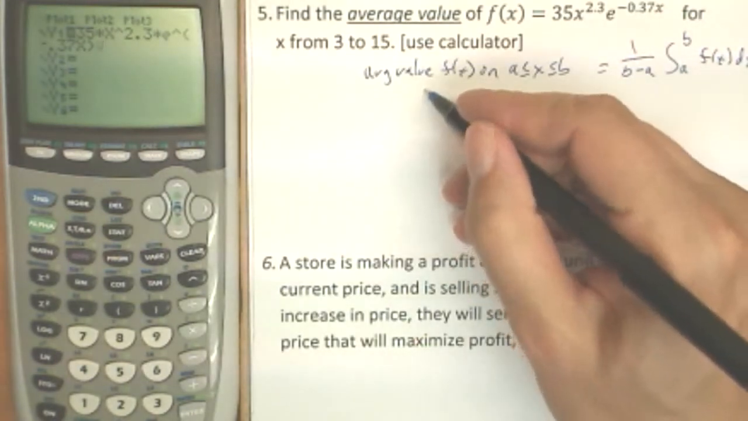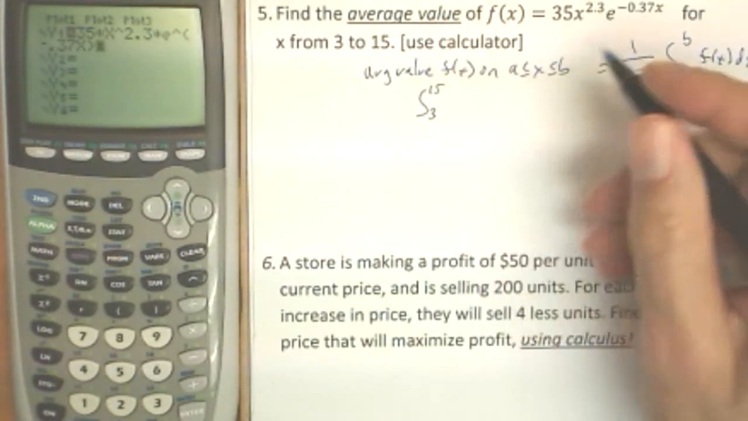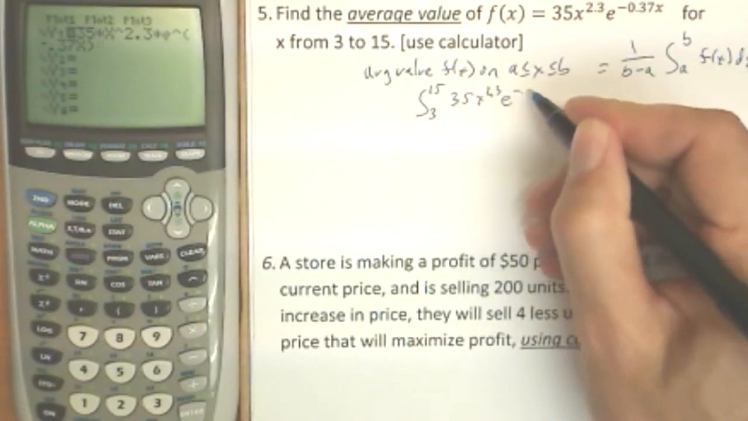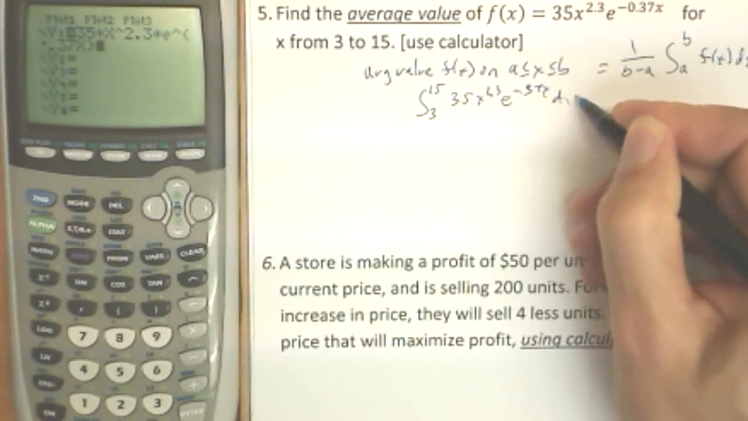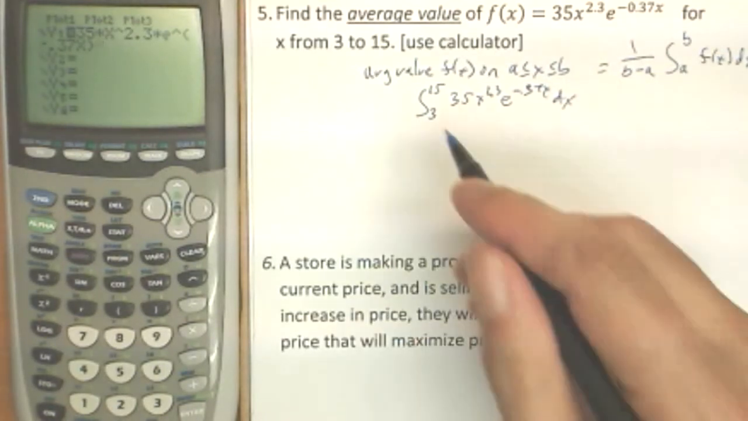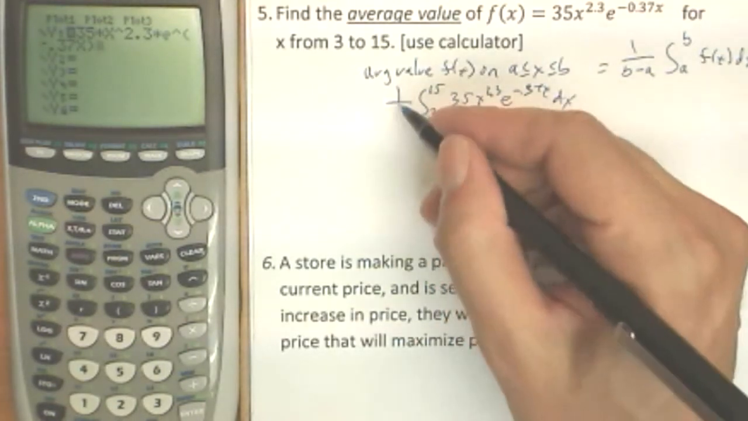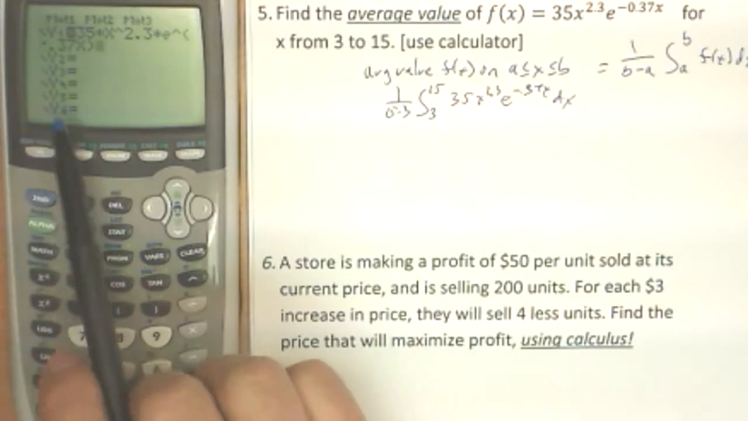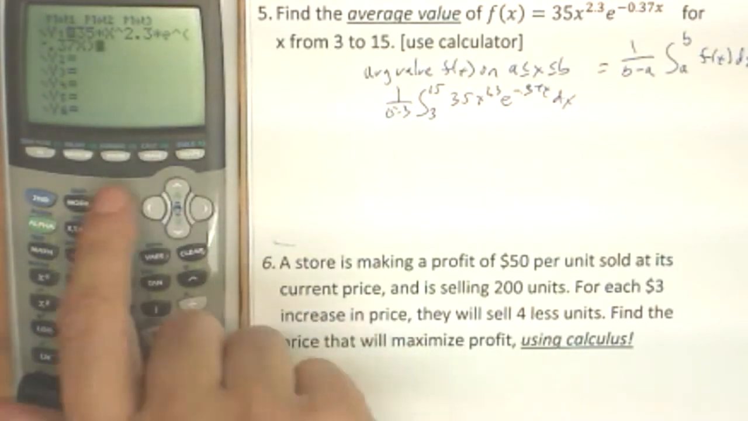So all we need to do is integrate from 3 to 15 of our function, 35x to the 2.3 times e to the negative 0.37x dx. And that's not it. We have to multiply by 1 over 15 minus 3, which is 1/12. So it's going to be 1/12 of what we get for the integral. Now, for expediency's sake, I've typed in the integral. And let's have a look at it.